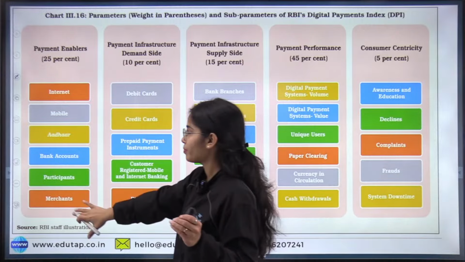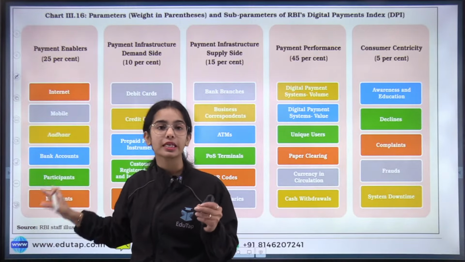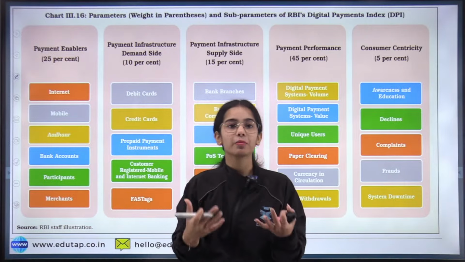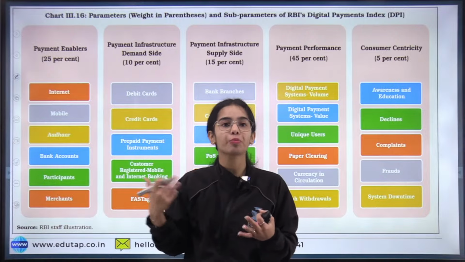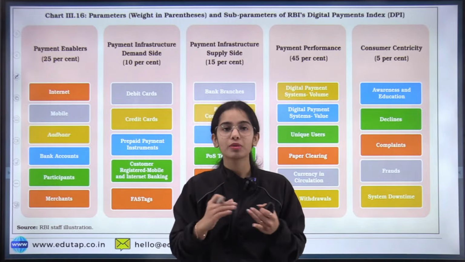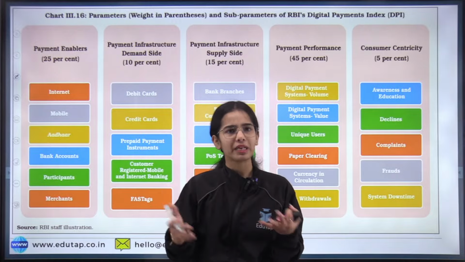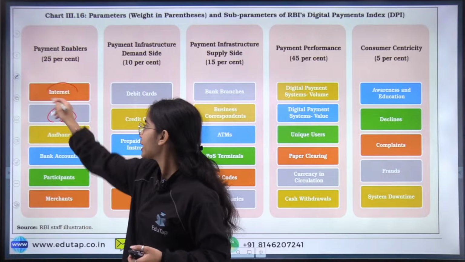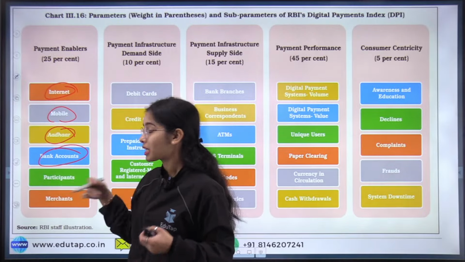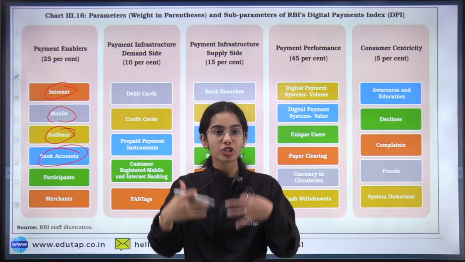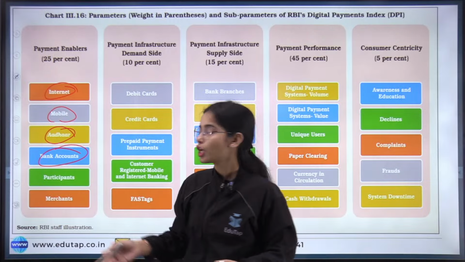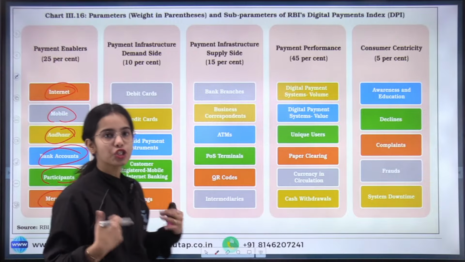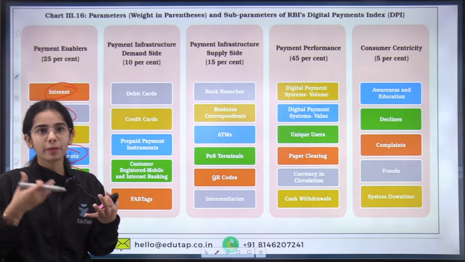Now the sub parameters are also very important, because in the previous year there was a direct question on the sub parameters. So payment enablers, how you are enabled to do the payment. You must have a mobile phone, you must have some bank account, you must have some internet, because UPI payments happen through internet. So mobile phone, internet, Aadhaar card, bank accounts, participants are required to do the payments, merchants are required to take the payments and such. So these are the payment enablers that enable the payment, okay, that initiate the payment.